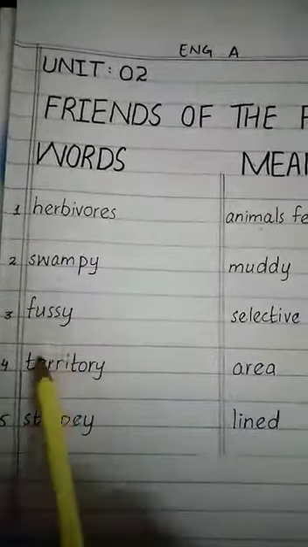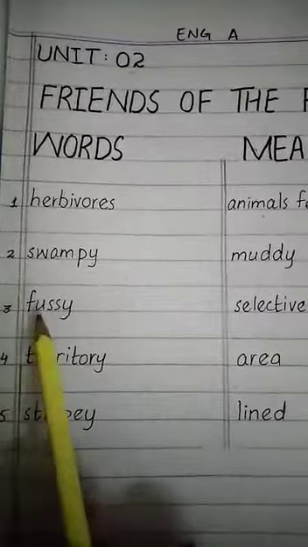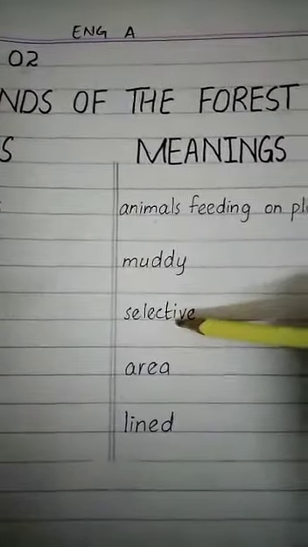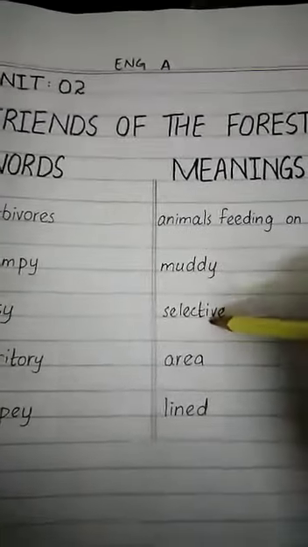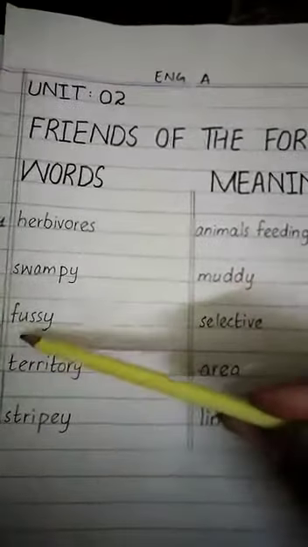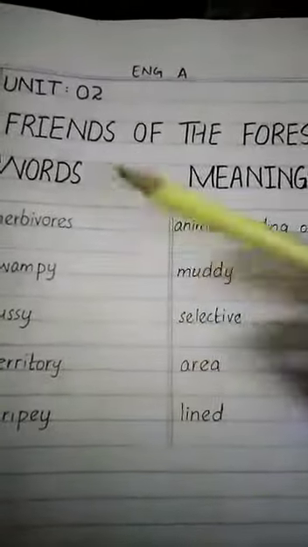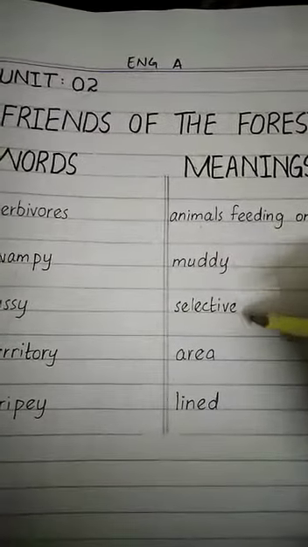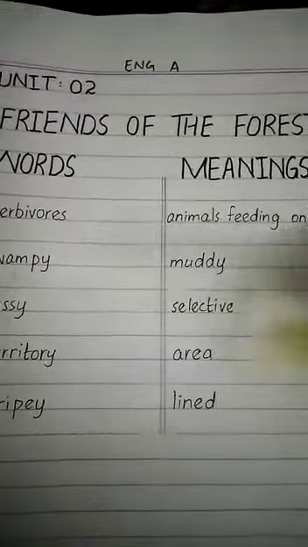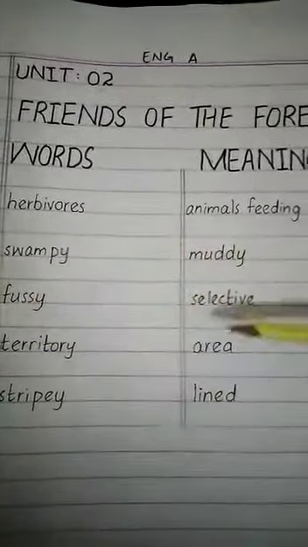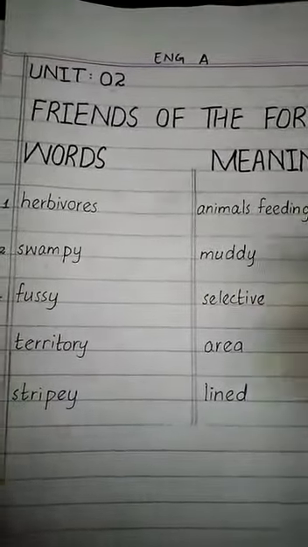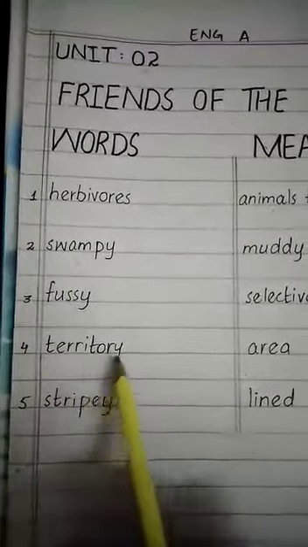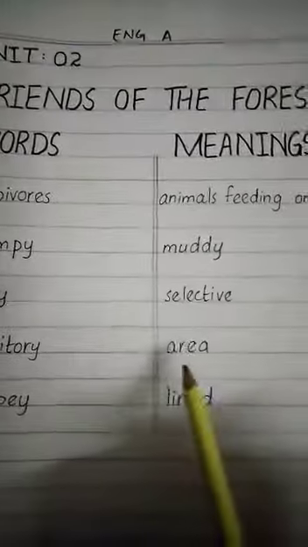Third word is fussy. And fussy means selective. If you are using it for a person, fussy person means a person who complains a lot. जो हर काम में कीड़े निकालने वाले लोग होते हैं, बहुत ज़्यादा नाखुश जो रहते हैं, they are called fussy, selective. Okay. Number 4 word is territory. And the meaning is area.